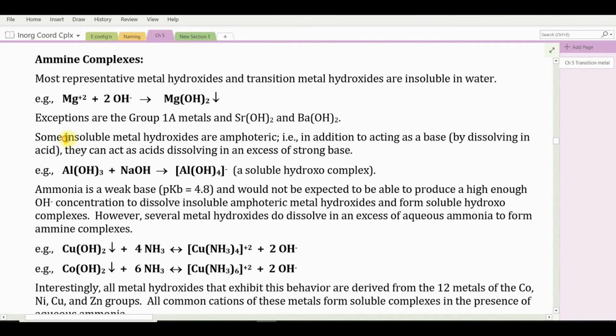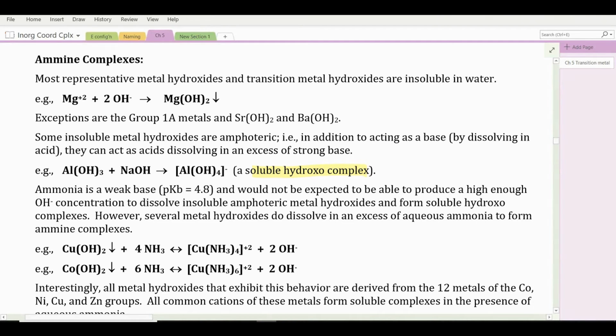Now recall that some metal hydroxides are amphoteric. That is, they'll dissolve in a base or in an acid. For example, one we've looked at is aluminum hydroxide. In the presence of sodium hydroxide, the insoluble aluminum hydroxide actually redissolves, forming this soluble complex species. This would be tetrahydroxoaluminate ion. We'll call it a soluble hydroxyl complex.